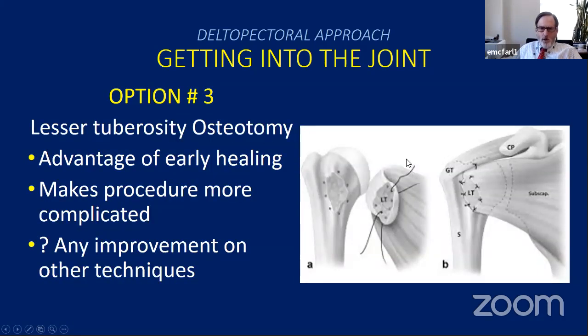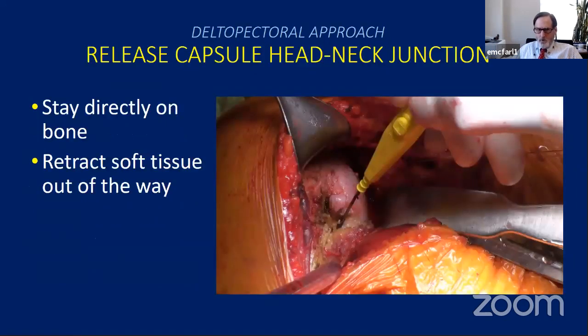The other is a lesser tuberosity osteotomy. It has the advantage maybe of a little early healing. It does make the procedure a little more complicated. You have to worry about, once you make a head cut, that this breaks in here or something. It's questionable whether it's any benefit over a peel, but you probably don't have to do this unless you are worried about instability or something.